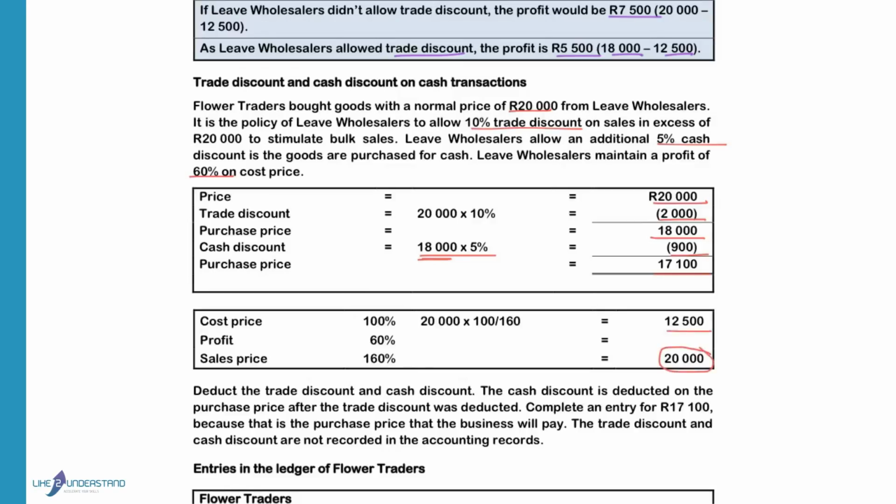When the cost price is calculated, you must still calculate it on the normal sales price to determine what is the cost price. You deduct the trade discount and the cash discount. The cash discount is deducted on the price after the trade discount was deducted, and the trade discount and cash discount is not recorded in the accounting records.